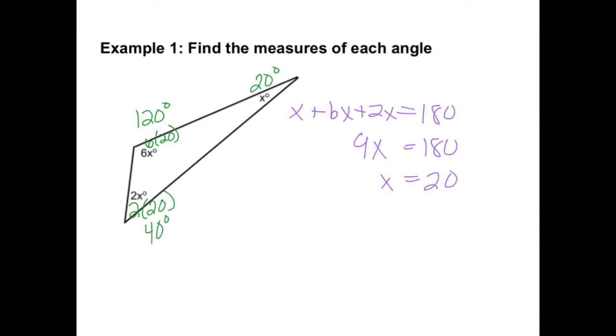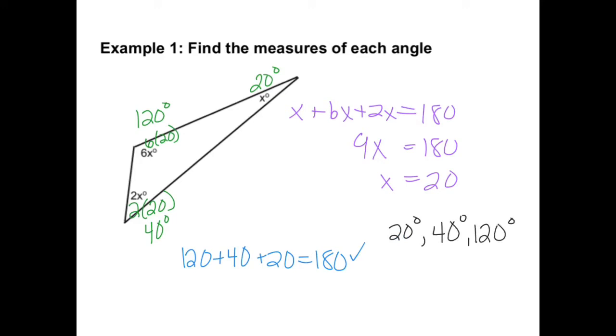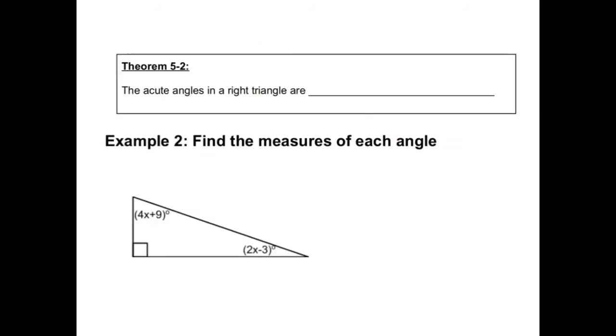So, again, a quick, optional check to write down, but you really should be plugging it in your calculator, is adding 120 plus 40 plus 20 just to make sure that that does actually equal 180 degrees. And our final answer would be that the 3 angle measures are 20 degrees, 40 degrees, and 120 degrees in this triangle.